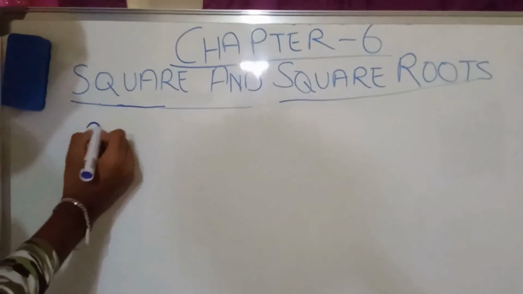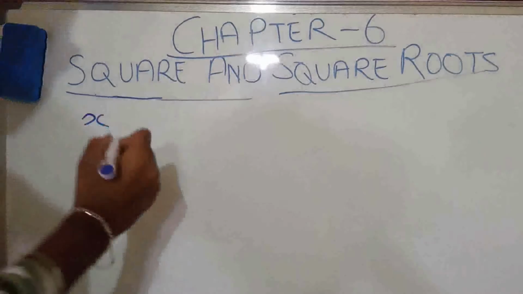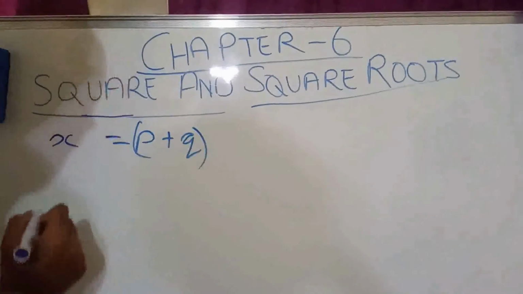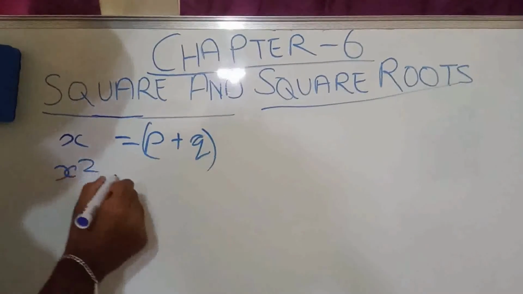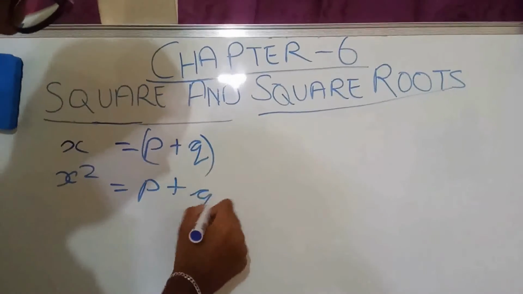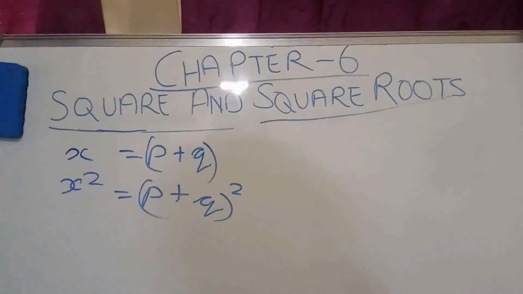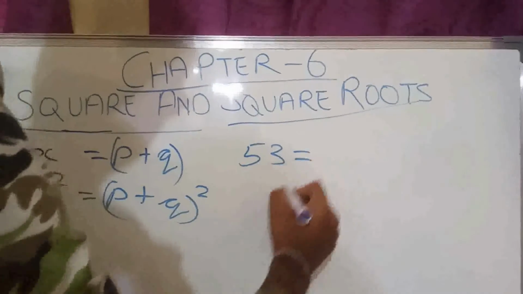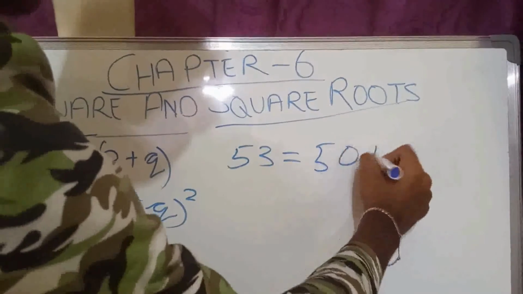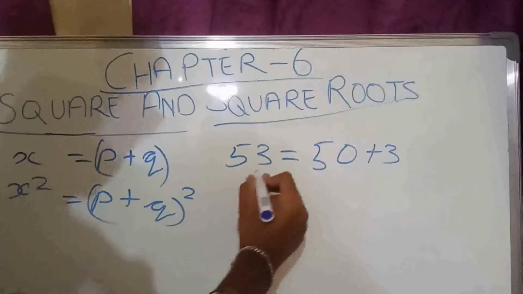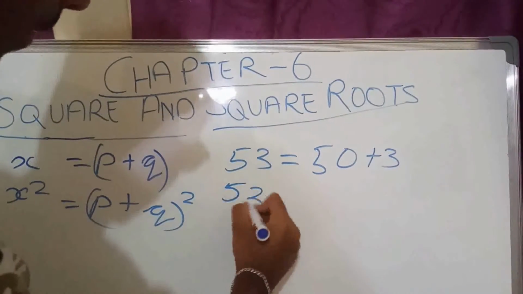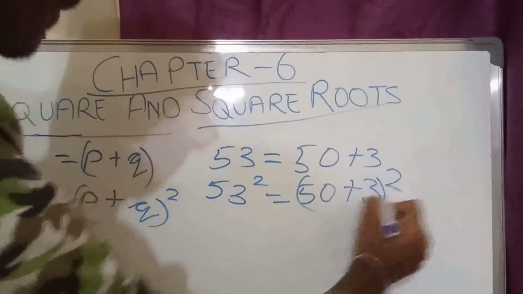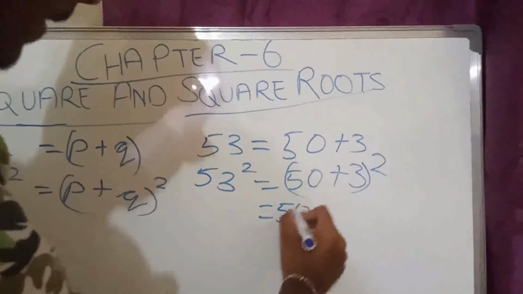Now take a number to be x, and you need to find its square. So x can be written as p plus q. So if it's x square, then it will be p plus q square. Now take for example 53. 53 can be written as 50 plus 3. So 53 square is going to be 50 plus 3 square.